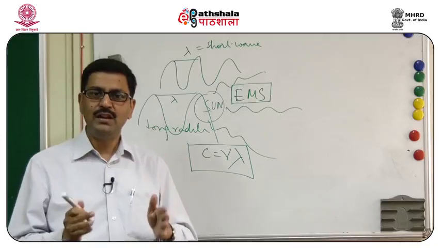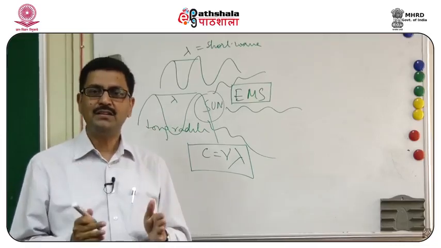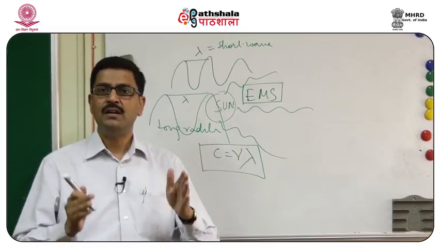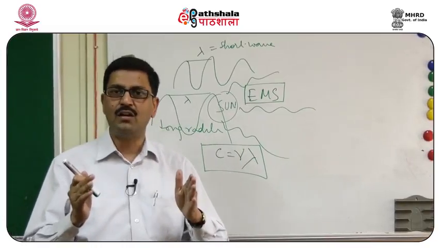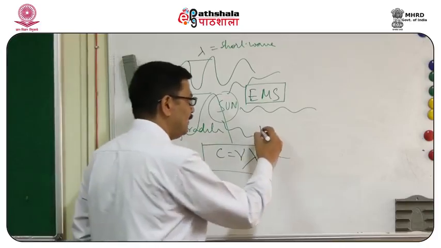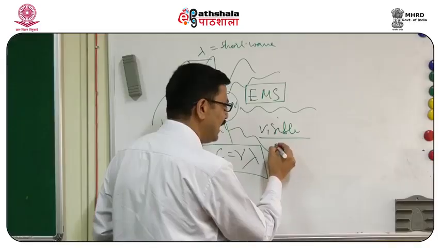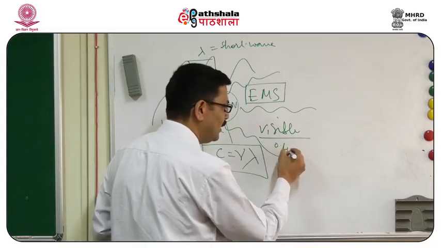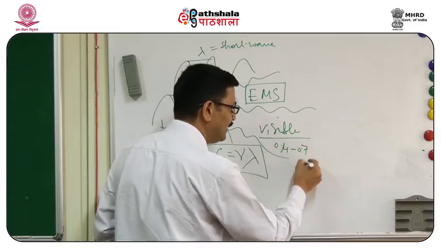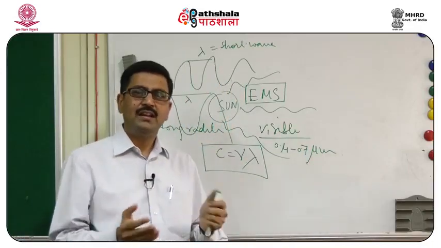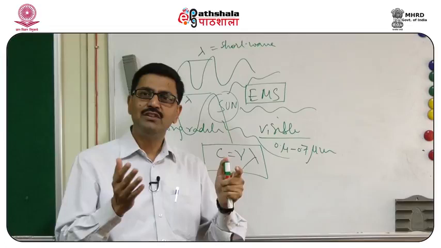So, if I tell you in general that about 40% of the sun's energy which comes to the surface of the earth is in the form of what is called the visible region, and the region in the spectrum which we have is 0.4 to 0.7 micrometer. So, we want to see how much energy is coming in which region.